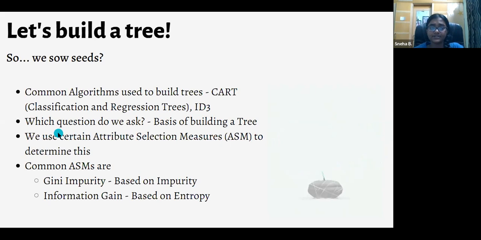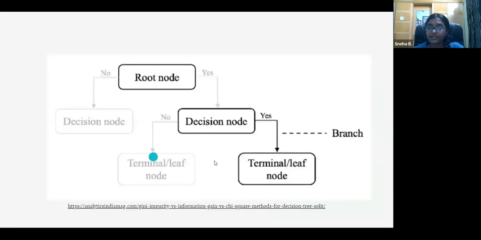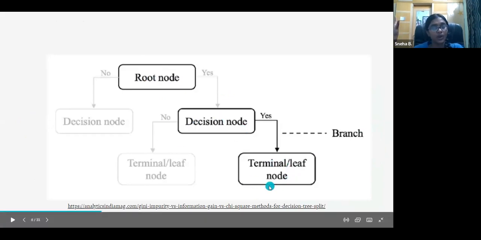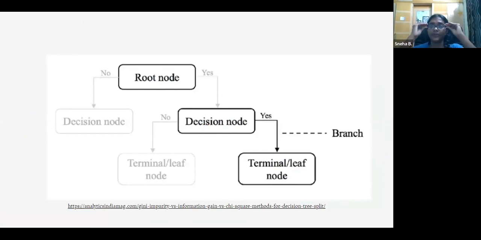But the main question is, you have so many different nodes. What feature should come here? What feature should come here? We know that the terminal node will always be the output, but there could be several nodes in between. So what question should come there, or what feature should come there? What is the priority order of these features?